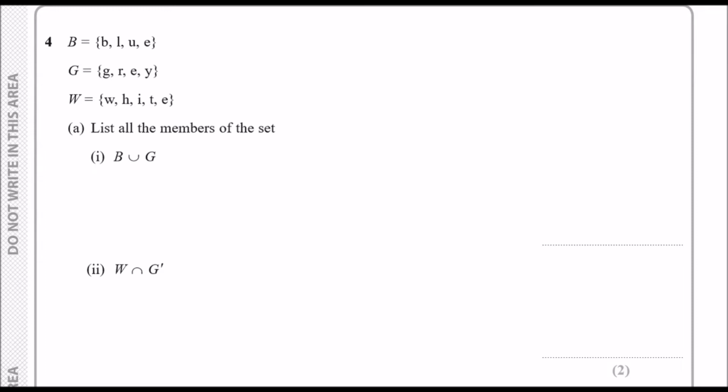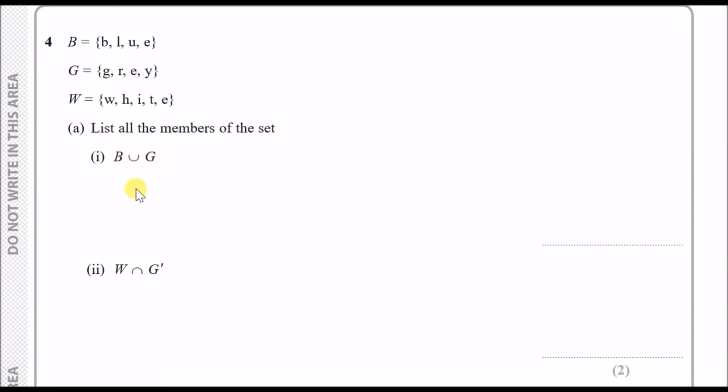Okay, for number 4, we're given 3 different sets here. So we've got B for blues, and they use the letters B-L-U-E. G is grey, G-R-E-Y, and W is white, W-H-I-T-E. Now, this question wants us to list all the members of the set where B unites with G.